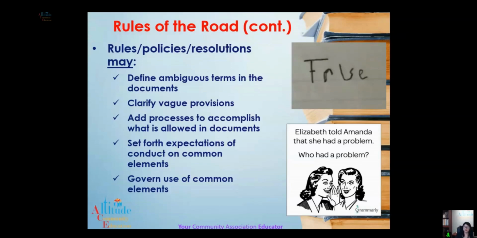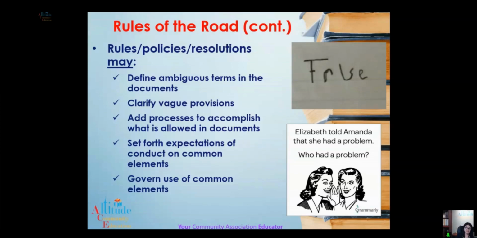You also can clarify vague provisions, which really is very similar to the ambiguous terms, but terms are basically one or two words. Provisions are in general like specific sentences, where homeowners may not act inappropriately in the community. I mean, have you seen something like that? It's like, what the heck? What's inappropriate to me may be very appropriate to someone else and vice versa. So what does that even mean? Those are the types of things we want to see clarification on through rules and policies.